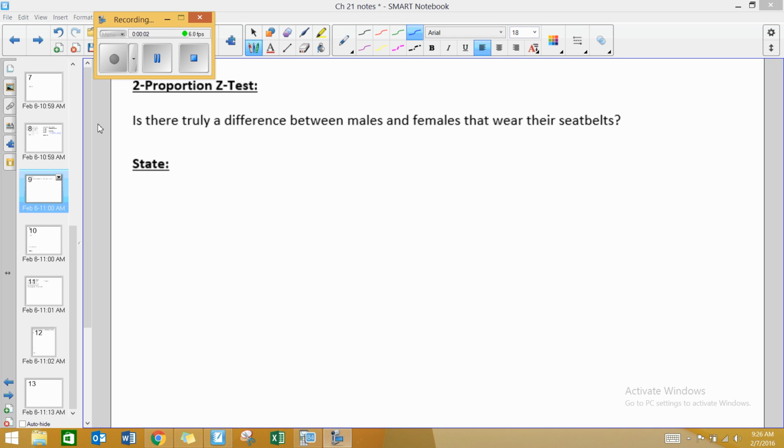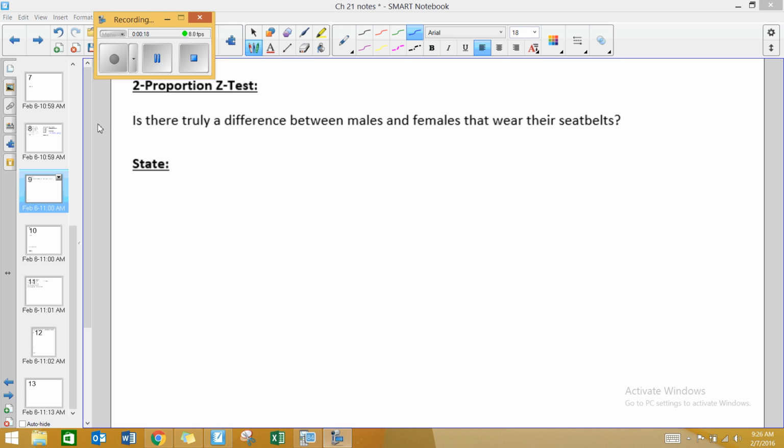All right, so the last piece of the chapter is a two proportion z-test. And so this is going to answer the question, is there truly a difference between this group's proportion and this group's proportion?